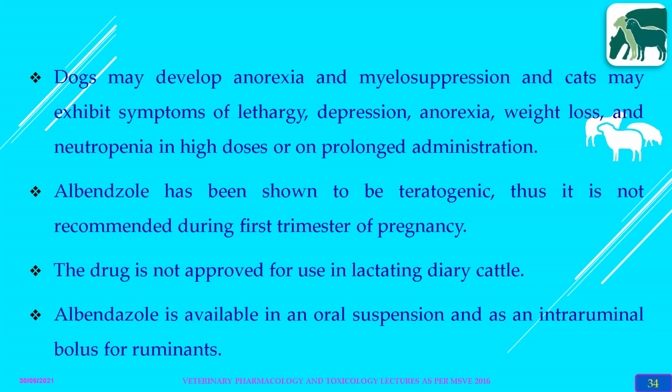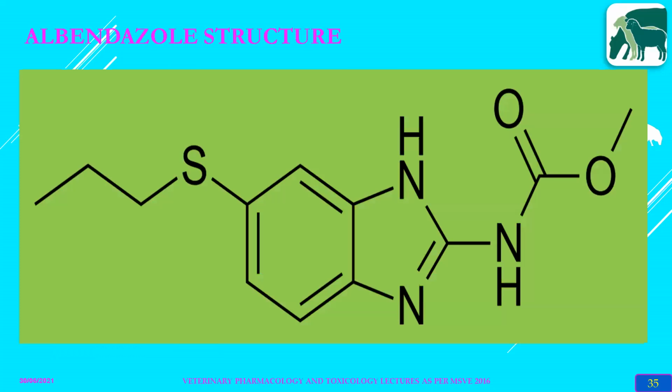Albendazole is available as an oral suspension and as an intraruminal bolus for the ruminants. Directly it is placed in the rumen with a specified, special equipment. Then, of course, this is the structure of albendazole. It has the characteristic benzimidazole ring inside, and the outside varieties are joined.